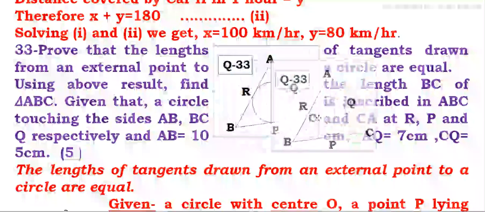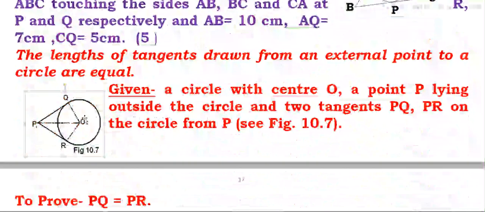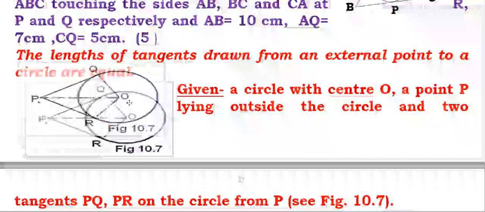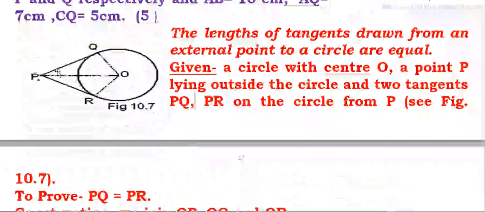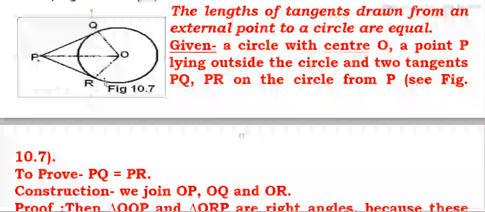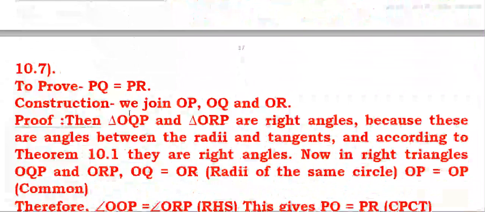Question number 33. Prove the tangents are equal. In this case, this is the circle on which two tangents are drawn. One is PQ and the other is PR. In triangles PQO and PRO, OQ is equal to OR, radius, OP is common, and angle Q is equal to angle R, because the tangent makes 90 degrees with the radius. It means the triangles are congruent, therefore PQ is equal to PR, that is CPCT.